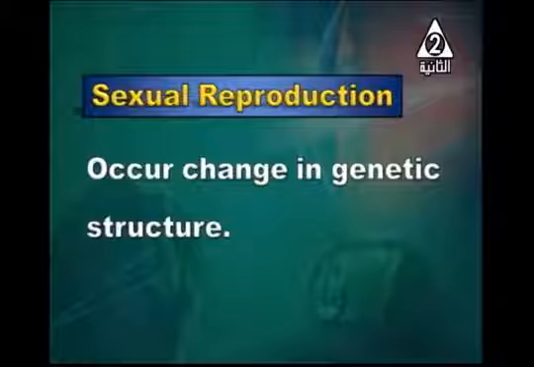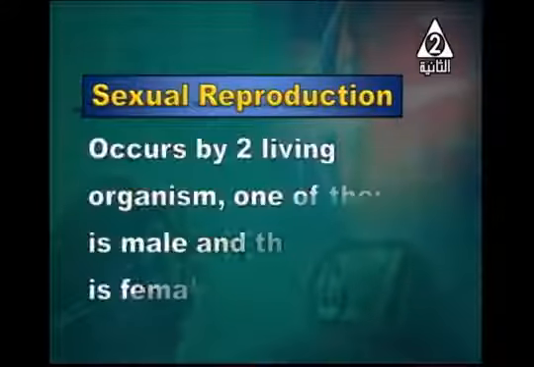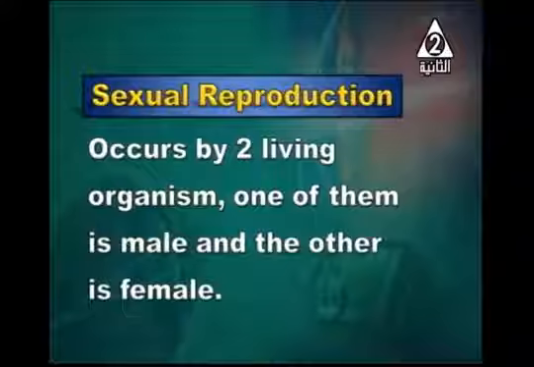Changes occur in the genetic structure, so the new offspring combines the genetic traits from two sources. The first source is the male and the second source is the female. It occurs by two living organisms, one of them is the male and the other is the female.